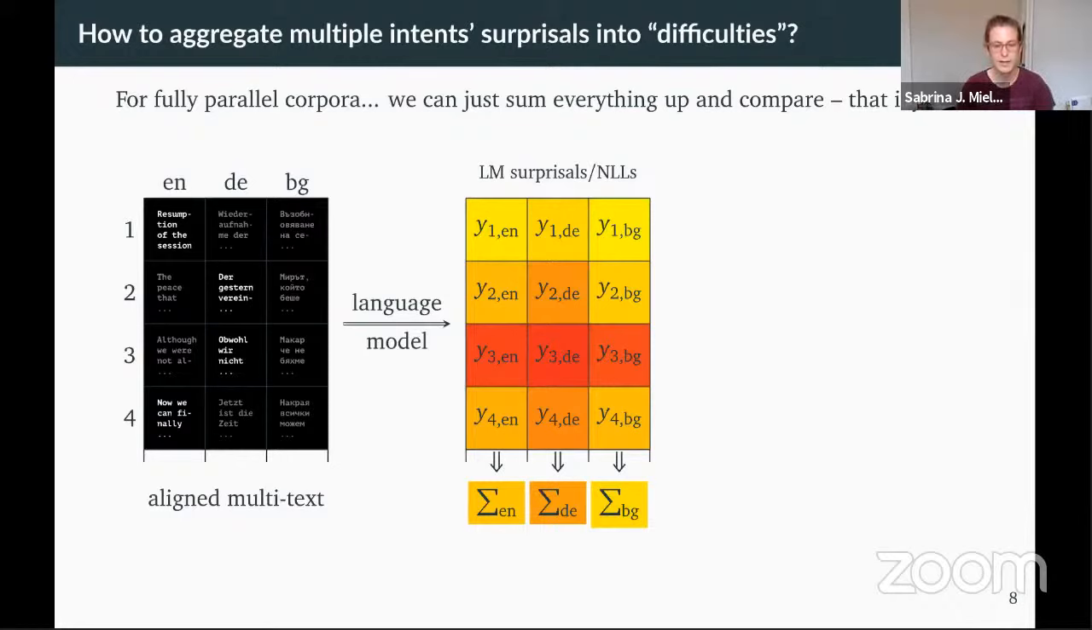Sorry, the number on the y-axis is just which sentence in the corpus it is. So each row is an aligned sentence, triple in this case.